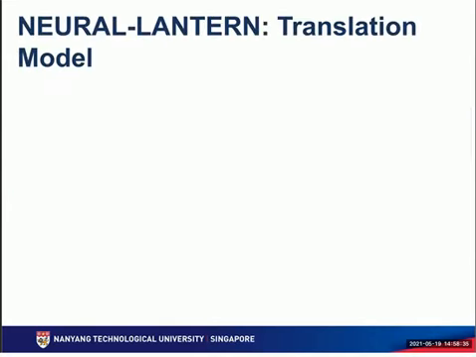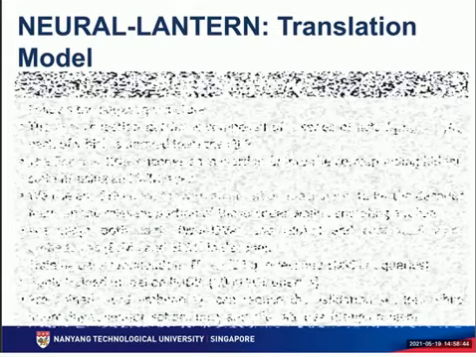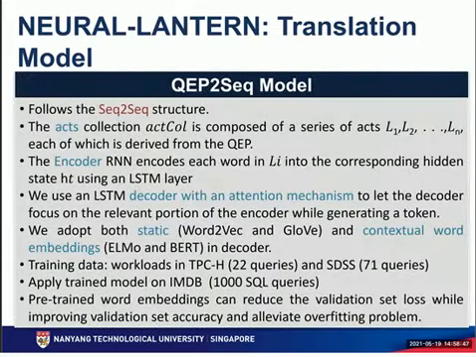In Neural Lantern, we proposed a model called QUP to SIG for translation. It follows the SIG to SIG structure. The acts collection is composed of a series of acts, each of which is derived from the QUP.